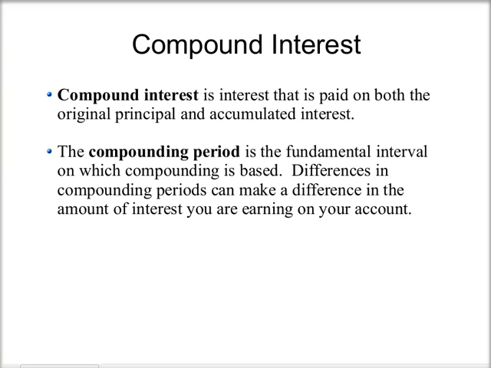Again, compound interest is interest that is paid on both the original principal and on the accumulated interest in your account. The compounding period is the fundamental interval on which compounding is based, and this is how often interest is calculated and added to your account. Differences in compounding periods can make a difference in the amount of interest you are earning on your account.